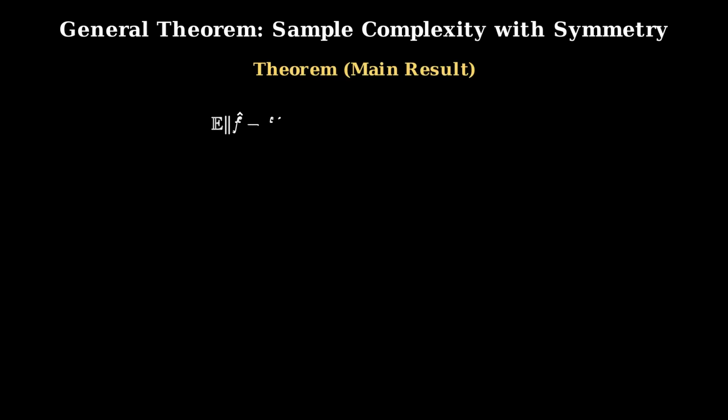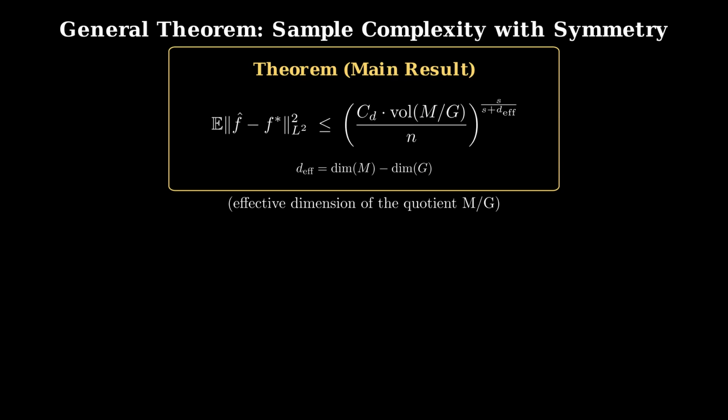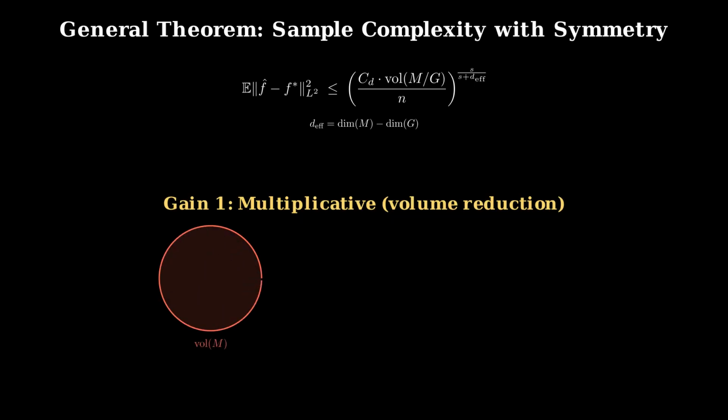The main theorem. The expected L2 error, E of the squared L2 norm of f hat minus f star, is bounded by C times the vol of M mod G over n, raised to the power s over s plus d effective, where d effective equals dim M minus dim G. This reveals two distinct gains. First, a multiplicative gain: the volume of the quotient space M mod G is smaller than the volume of M itself. The larger the group orbits, the smaller this volume.